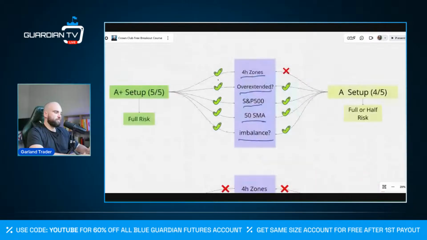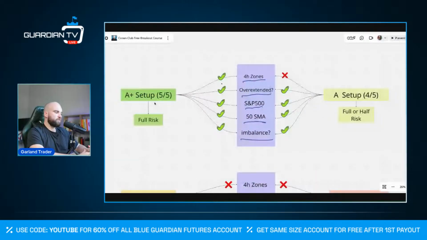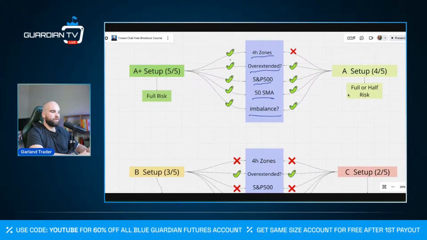Now, the confluence matrix is simply, if you've got 5 out of 5 of the confluences, you can risk full risk. It's an A+ setup. If you have 4 out of these 5 confluences, you can go full or half risk. You would go half risk perhaps if you're in a losing streak and you've got 4. I would suggest going half risk. However, if you're currently doing well and you're up on your account, you can still go full risk.